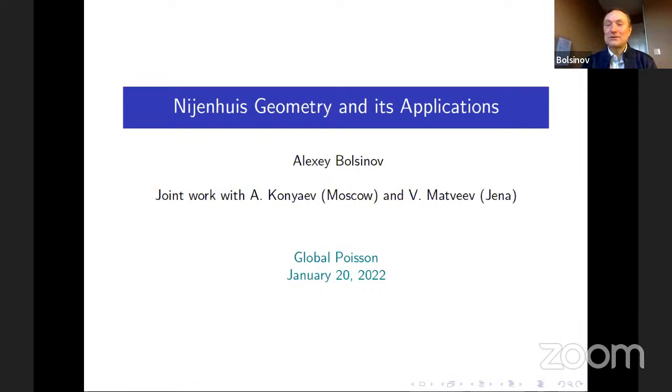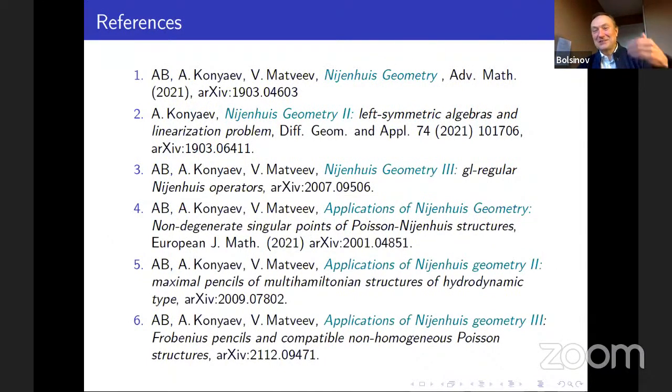Okay, so what I'm going to talk about is a review talk on the recent results obtained in collaboration with Andrei Konyaev and Vladimir Matveev. Maybe it's not very traditional, but I will start with the list of references, just in order to explain what we are doing. For us, Nijenhuis geometry is an absolutely new topic, almost untouched. So we want to develop a general theory, and we have already written three papers, Nijenhuis geometry 1, 2, and 3. At the same time, we are trying to work on some applications. Applications 1, applications 2, and applications 3. So that's what we've done so far.